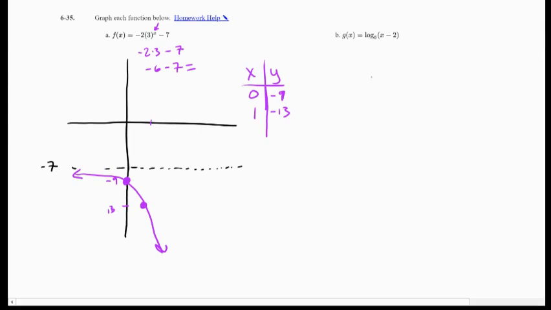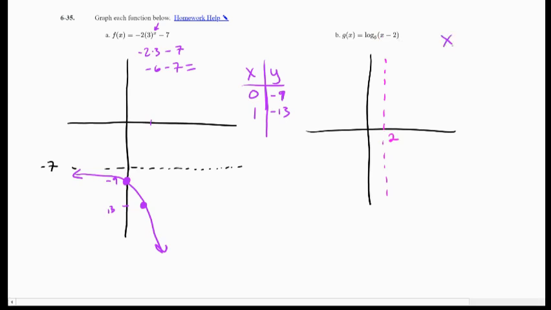Okay, on to the log function here. Similar idea, starting off with the asymptote. Log functions have vertical asymptotes. And so starting at 0, it's shifted 2 units to the right. So I have a vertical asymptote at 2. And then I'm going to plug in some x values that make the math easy.